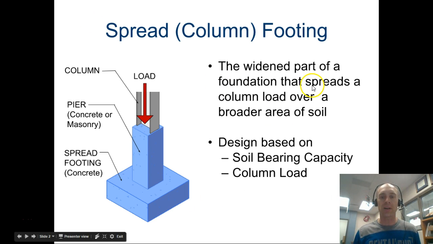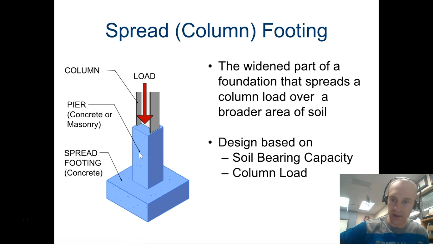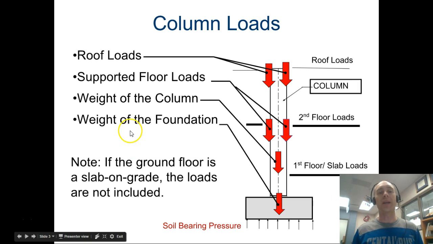So the widened part of the foundation spreads the column load over a broader soil area. The footing is wider. You can see this has a giant area compared to the area of this little column here. So that way the column doesn't just sink into the ground. It's like a pad on a hand or a foot, so that it actually spreads and distributes that out. Breaking this down, for a column load, you have all these different loads: the roof, floor loads, weight of the column, weight of the foundation. All of that goes down onto this footing, and hopefully the footing is big right here.